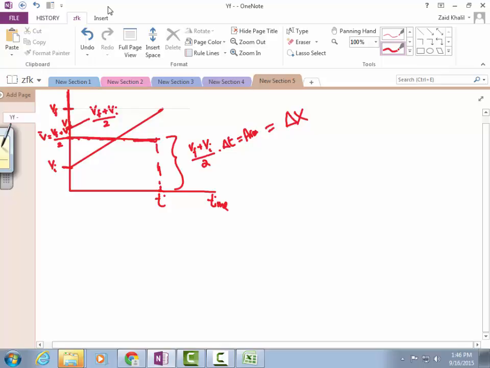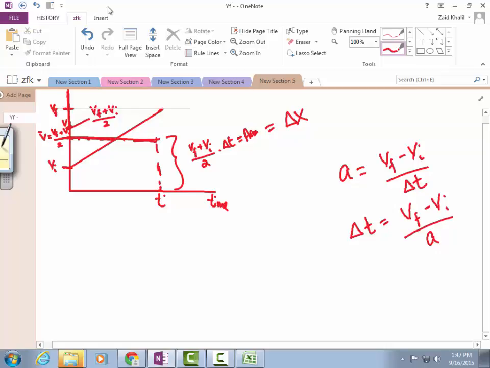So now what can we do? Well, consider this. For uniformly accelerated motion, the average acceleration is equal to the instantaneous acceleration. In other words, A is equal to VF minus VI over delta t. Correct? So what I'm going to do is rearrange for delta t. We have delta t is equal to VF minus VI over A.